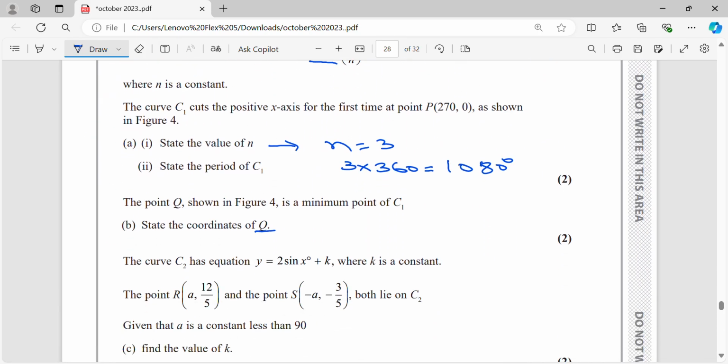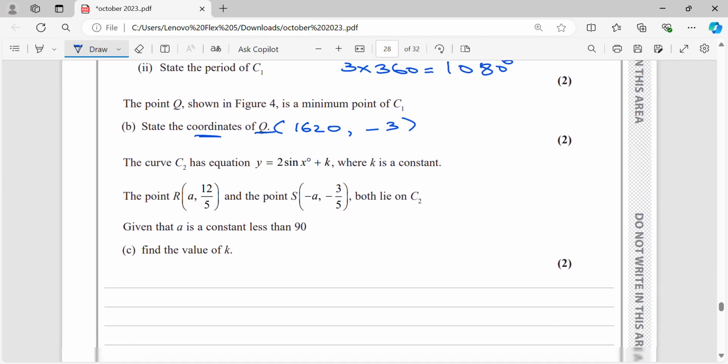So I can say that the coordinates of Q are, don't forget to write in bracket form, (1620, -3). Because if you do not write in coordinate form, you can lose a mark here.